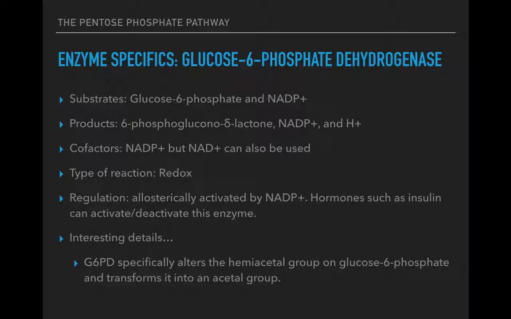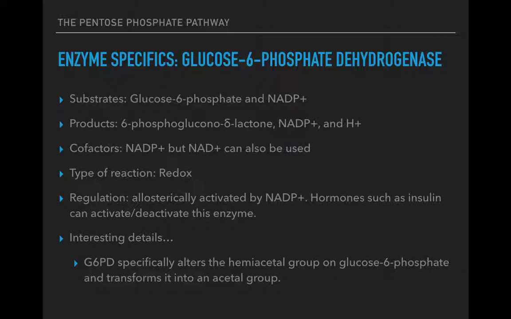Alright, now since we've gone over the overview of the pentose phosphate pathway, I'm going to dive into some of the enzyme specifics. So these first 3 enzymes I'm going to go over are the enzymes involved in the oxidative pathway, which again is important for producing molecules that are used for reduction of other organic molecules. So the first enzyme I'm going to go over is glucose 6-phosphate dehydrogenase.